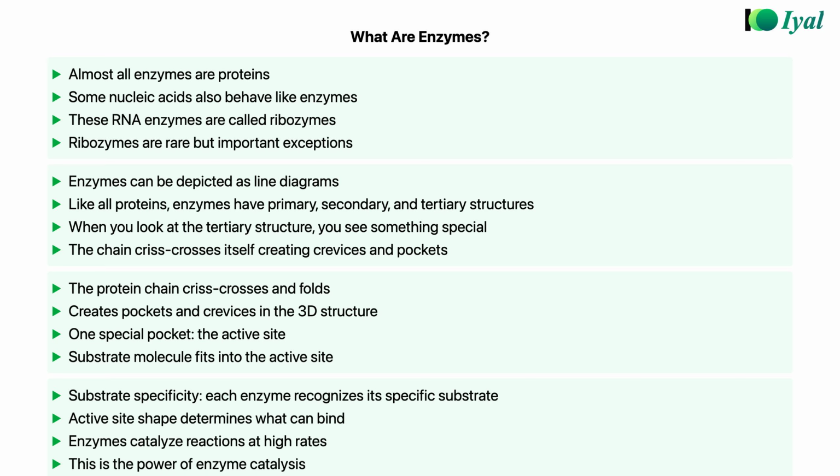That active site shape is very specific. Different enzymes have different active site shapes. That's why each enzyme recognizes and works with just one specific substrate, or maybe just a few related substrates. We call this substrate specificity. Through that active site, enzymes catalyze their reactions at incredibly high rates.